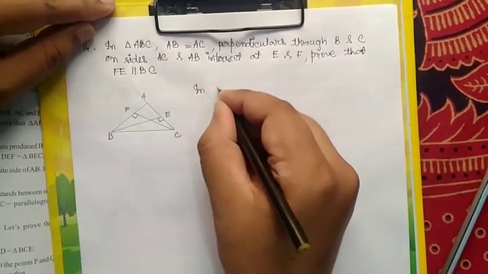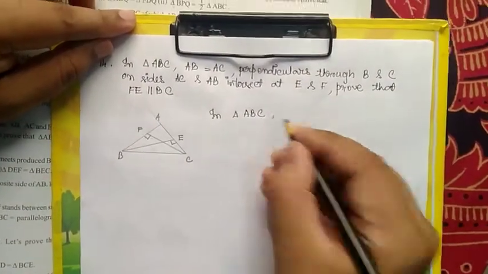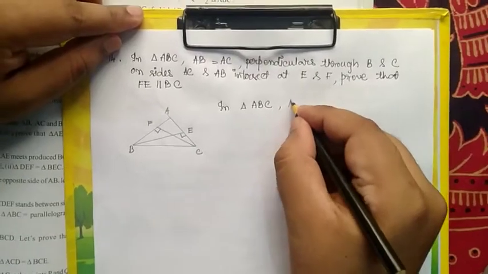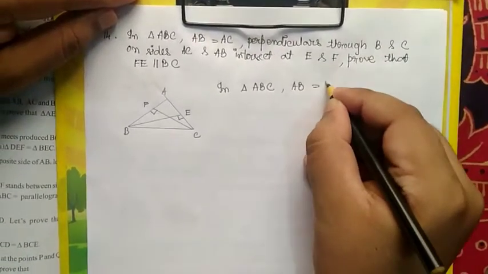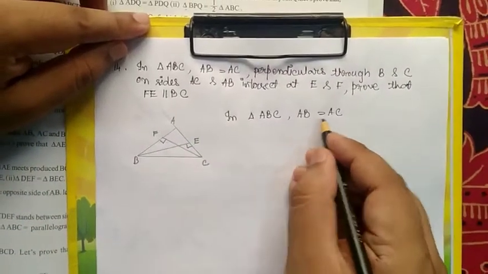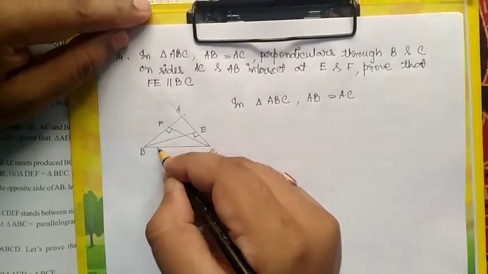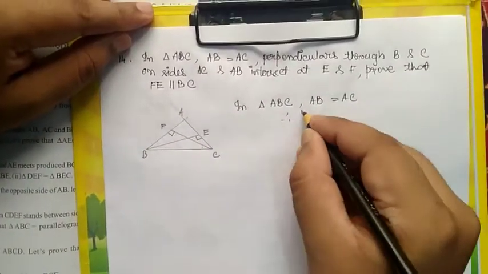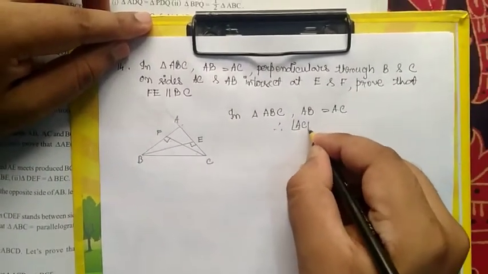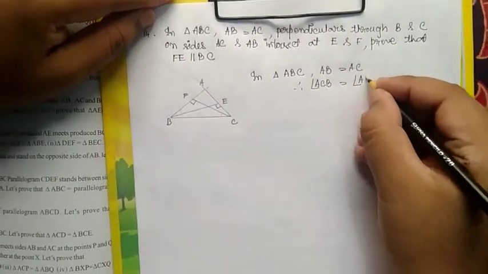Now in triangle ABC, AB equal to AC, we know that, given. So therefore the opposite angles of these two sides are equal. AB's opposite angle is this one and AC's opposite angle is this one. So therefore angle ACB equal to angle ABC.